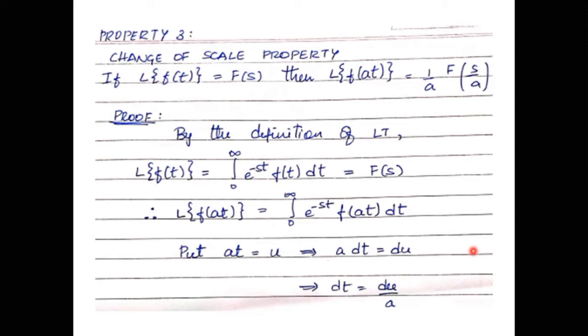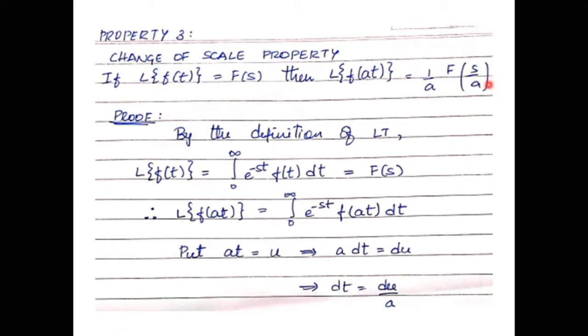Okay, change of scale property states that if L of f of t is equal to f of s, then L of f of at is equal to 1 by a f of s by a. Okay, if L of f of t is equal to f of s, then L of f of at is equal to 1 by a f of s by a.